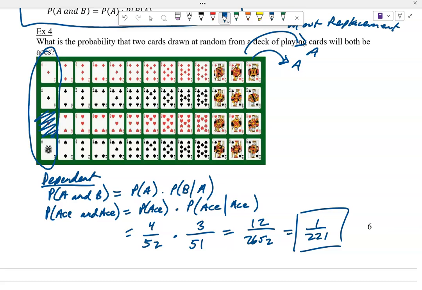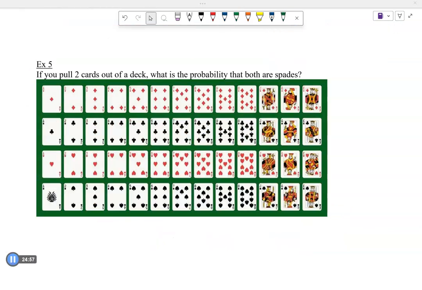So again, this is without replacement. That is different. If I had put the card back, that's an independent event. I did not put the card back. That's why it's a dependent event here.